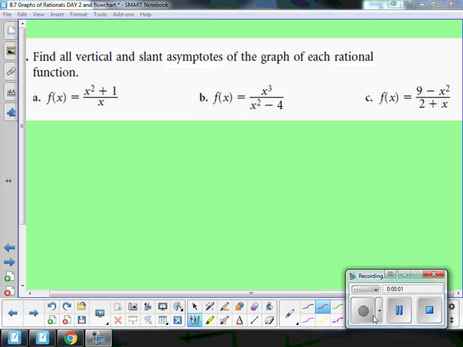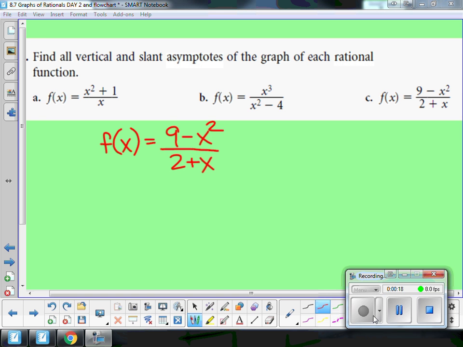4. C, looking for vertical asymptotes and slant asymptotes. Which are easier? Vertical or slant asymptotes? Think the vertical ones are a little easier to find? Okay, let's see here. F of x is 9 minus x squared over 2 plus x.